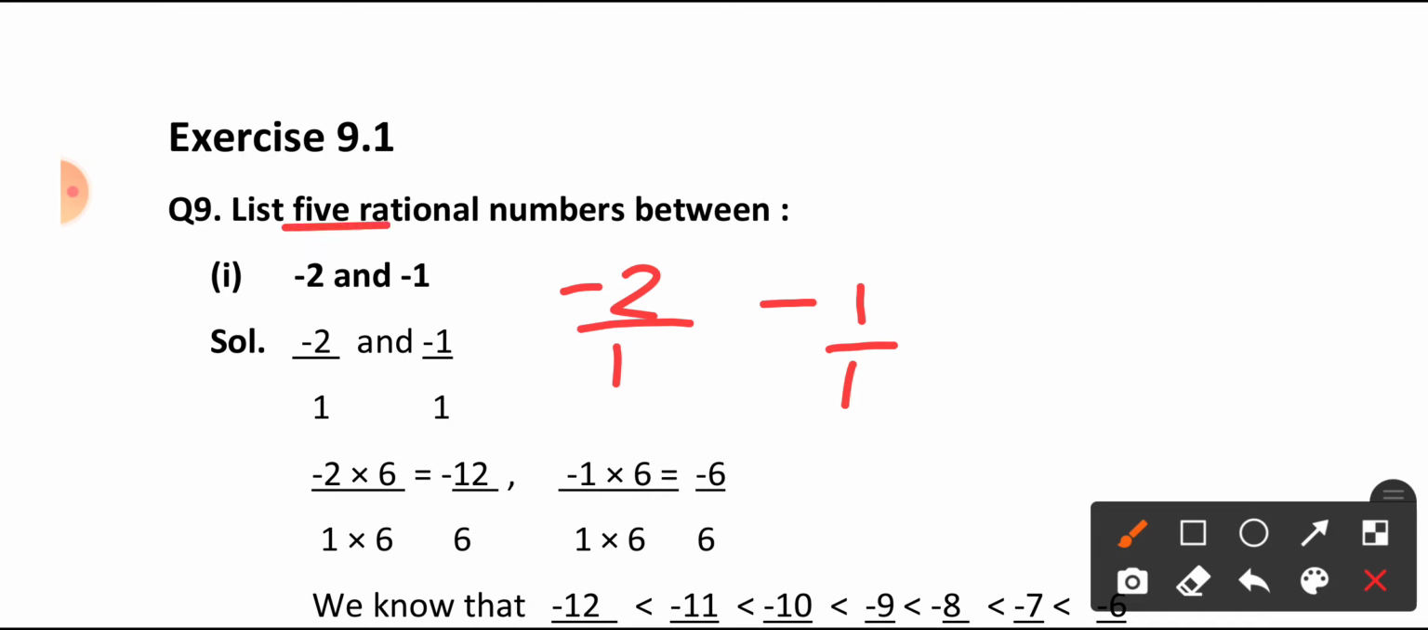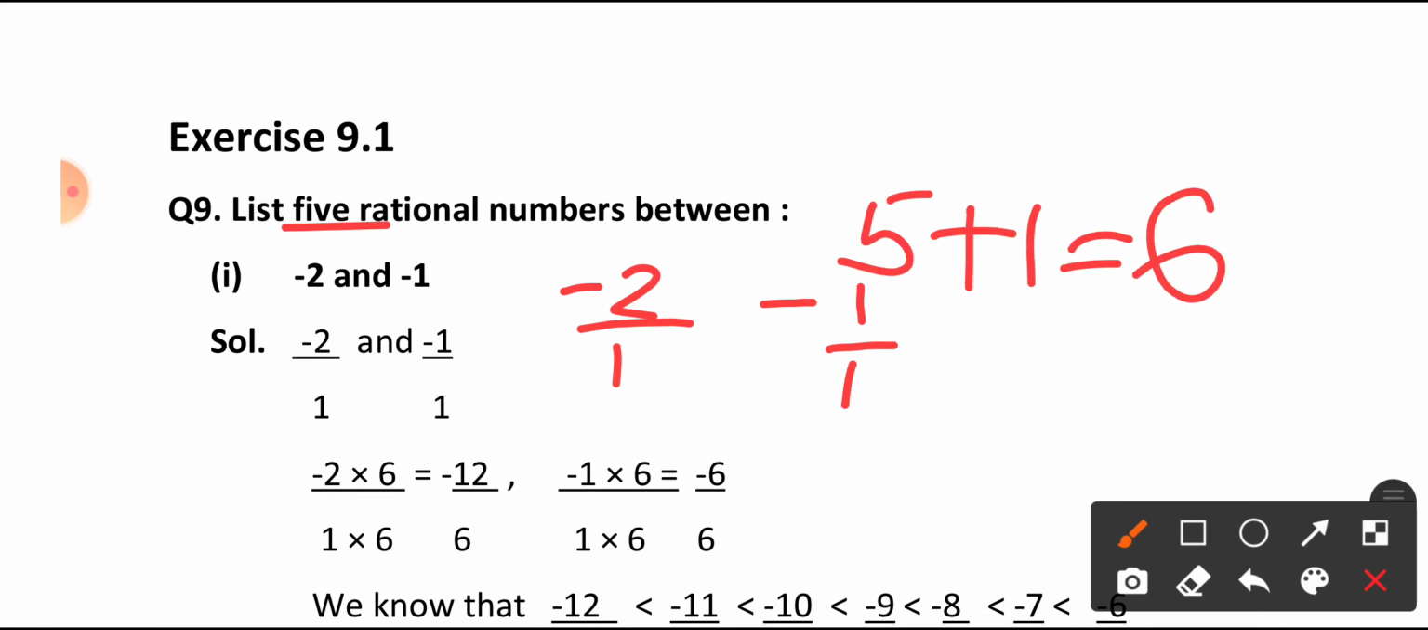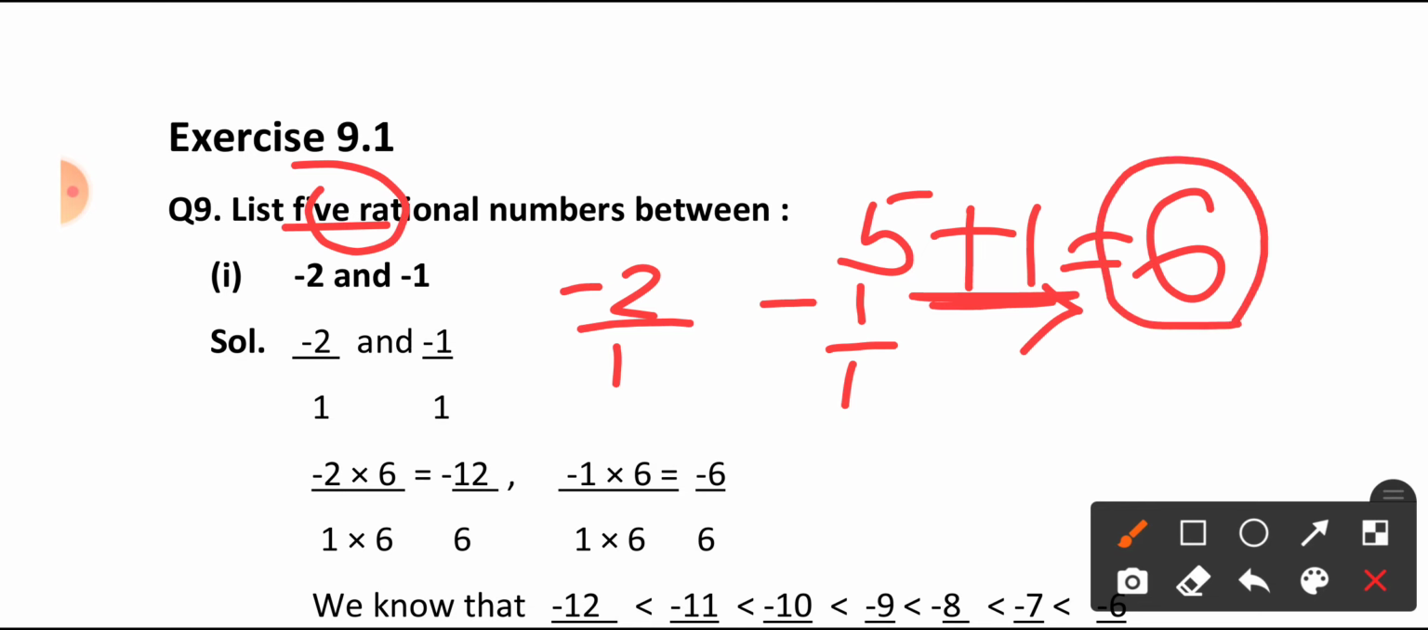5 rational numbers. So if 5 rational numbers are required, you have to write 5 plus 1, which means you have to multiply by 6. So -2 into 6 is equal to, here you have to multiply both numerator and denominator by 6 in both rational numbers. Rational number means having numerator and denominator. So multiply numerator and denominator by 6. If you want to find 5 rational numbers, take plus 1, means one extra number you have to take. So we will multiply here by 6.